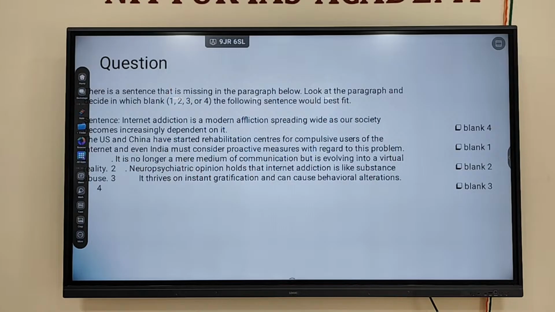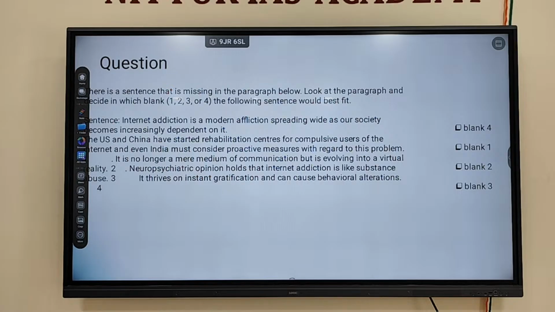Everybody agrees? Everybody agrees? Why blank 4? It's still defining the compulsive issues, right?